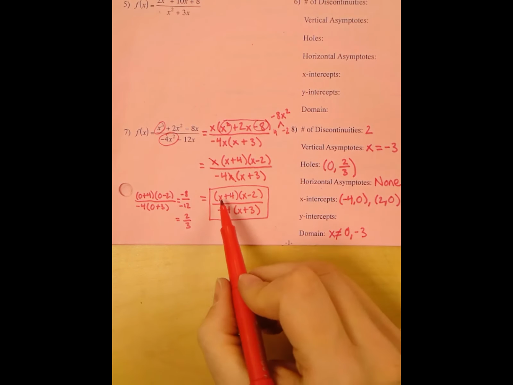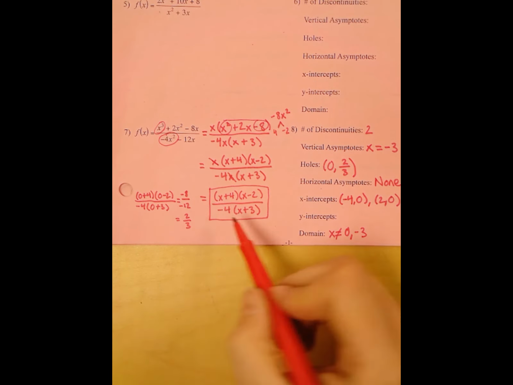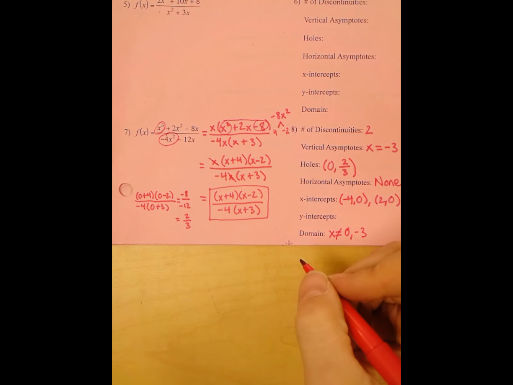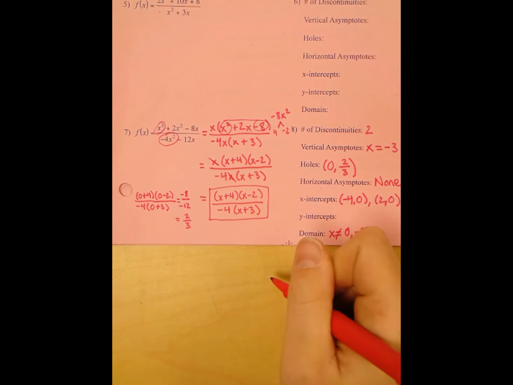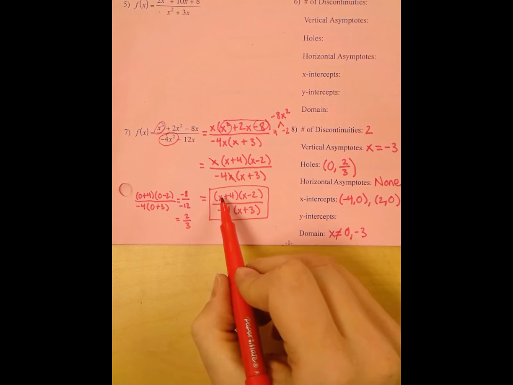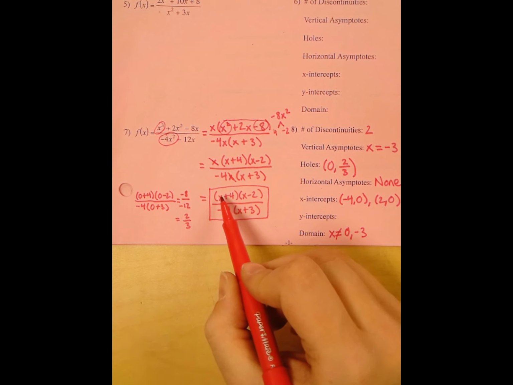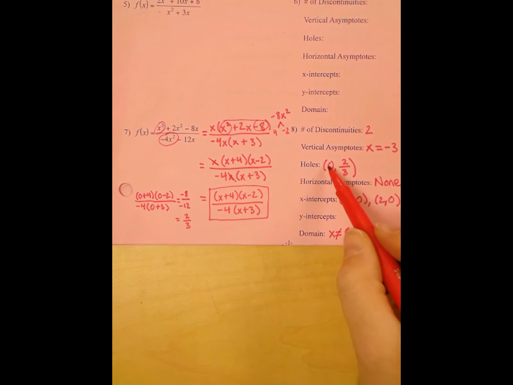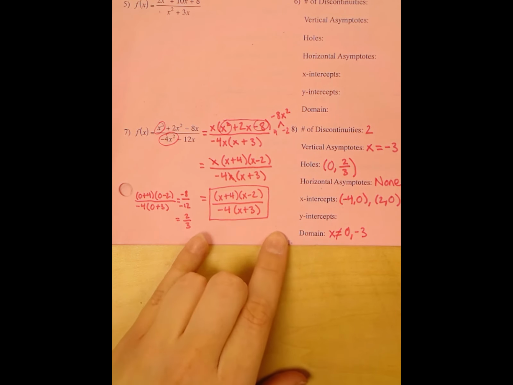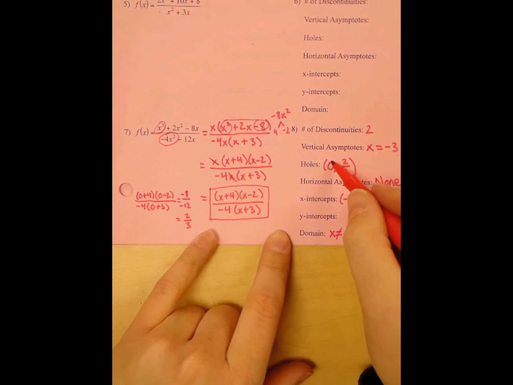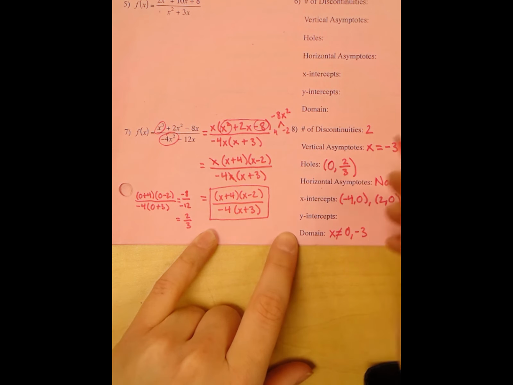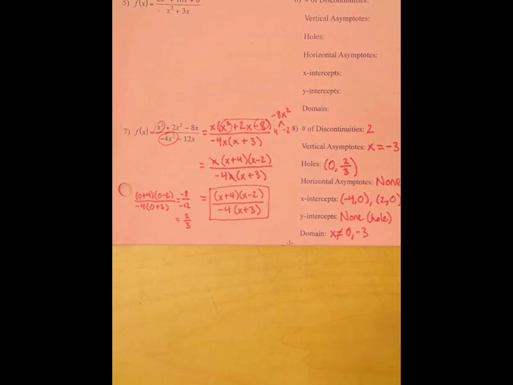My y-intercept, I'm going to plug 0 in for x, because at the y-intercept, that's where the x-coordinate is 0. So, actually, we've actually done this because, look, there's actually a hole there. So technically, we don't have a y-intercept because there's a hole there. None. I'm just going to write hole. And now I just found everything.